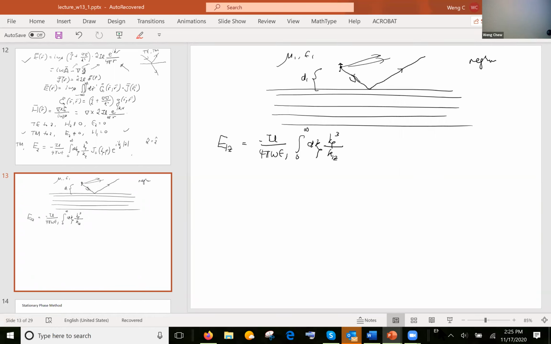In region 1, the dispersion relationship is that k1z squared plus kx squared plus ky squared, which is the same as k1z squared plus k rho squared, must be equal to k1 squared. Okay, this is my dispersion relationship. So my k1z assumes a different value. Okay, and then if I don't have a layered medium below me, I just have this as my solution.